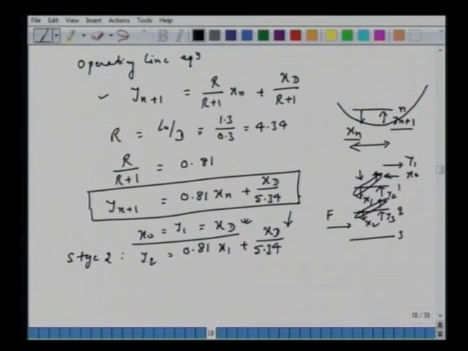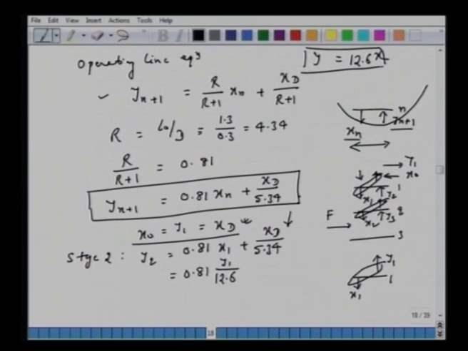Now x1 and y2. But remember, for the plate, this x1 is in equilibrium with y1, and we have been given the equilibrium line equation. So we can substitute x1 = y1/12.6. Remember, the equilibrium line equation is given as y = 12.6 x. So since x1 and y1 are on the equilibrium line, we can substitute here to obtain this equation, with xt/5.34.